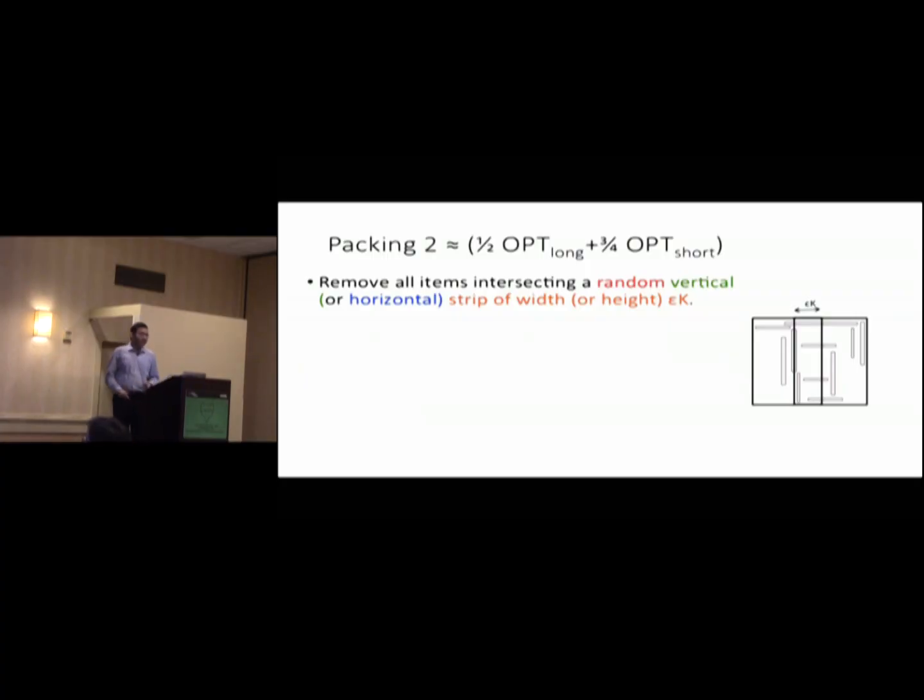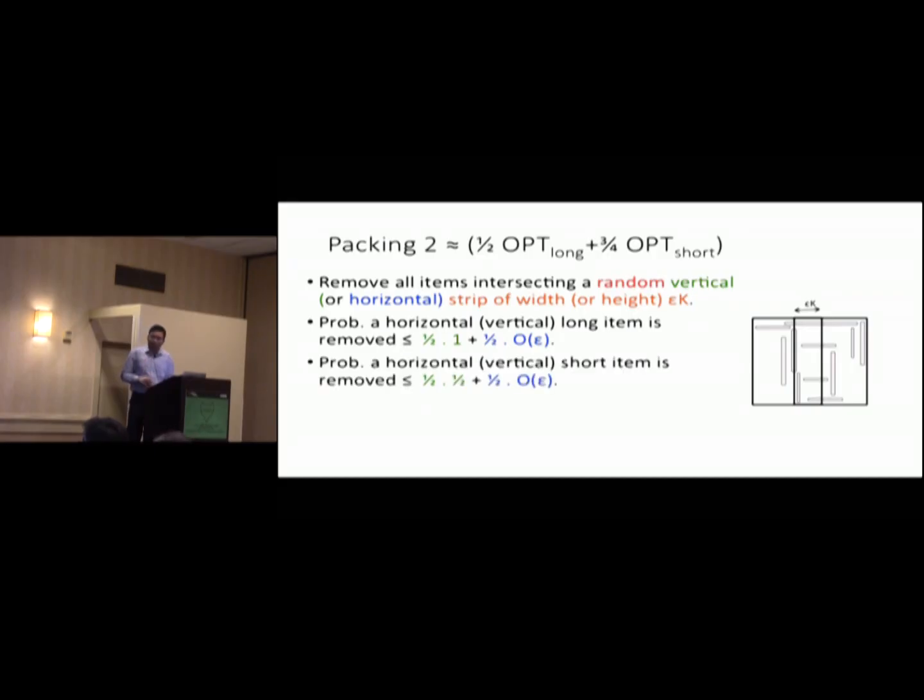Now we take a random vertical strip of width epsilon k with probability half, or a random horizontal strip of height epsilon k with probability half. What is the probability that a horizontal item is cut? With half probability we take a vertical strip, and it is cut with probability 1. But if it's a horizontal strip and it's very thin, it will be cut with a very small probability, or epsilon. Total half plus epsilon probability. For vertical items which are short, it's even slightly smaller, 1/4 plus epsilon probability. So in total you will be left with half OPT long plus 3/4 OPT short.